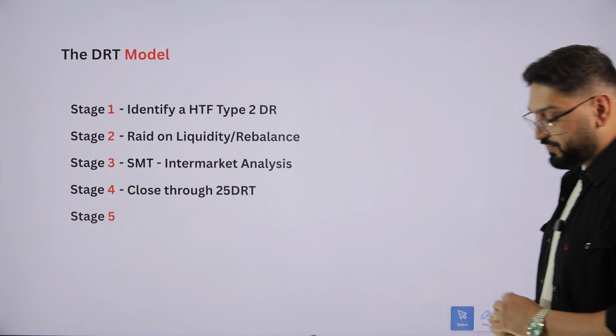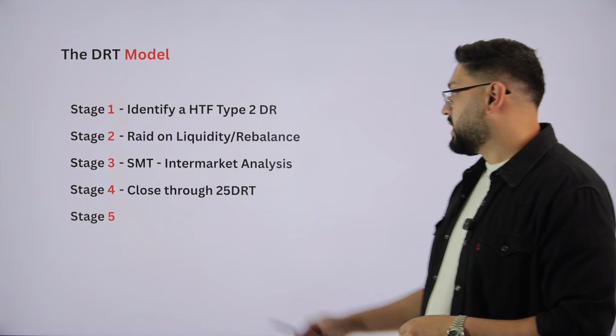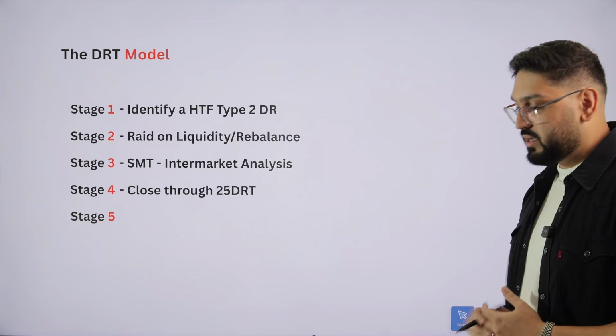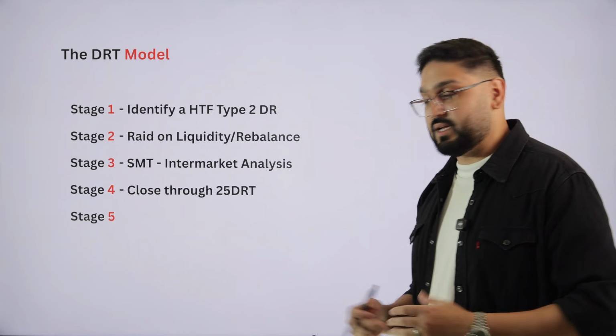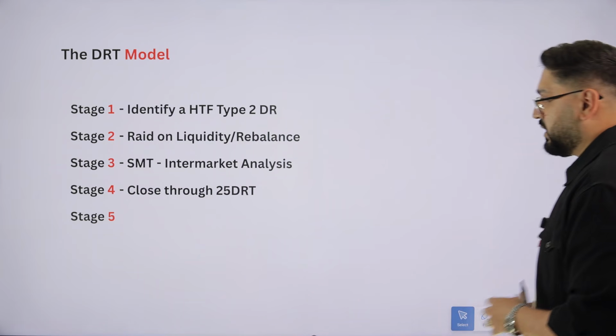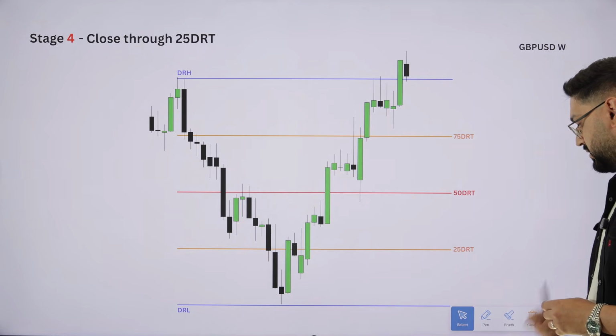With stage 4, I like to see price close through the 25 DRT level. And again, we're going to use that bearish type 2 dealing range as an example. So we anticipate higher prices. So let's see what, again, that looks like here on the chart.